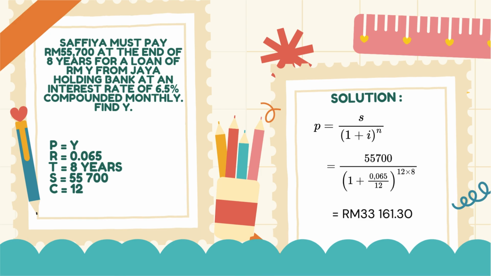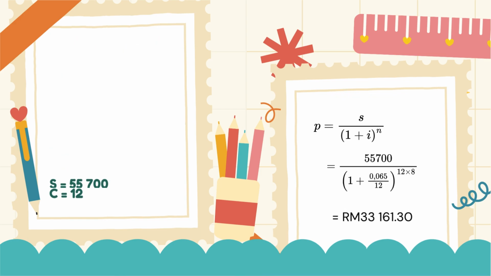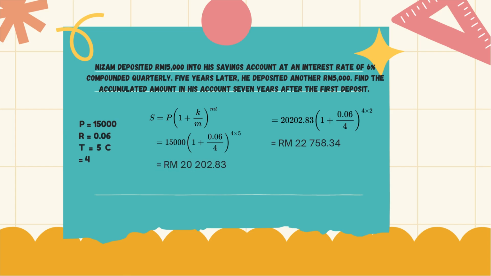For the next question, Nizam deposit 15,000 ringgit into his savings account at an interest rate of 6% compounded quarterly. 5 years later, he deposited another 5,000 ringgit. Find the accumulated amount in his account 7 years after the first deposit.